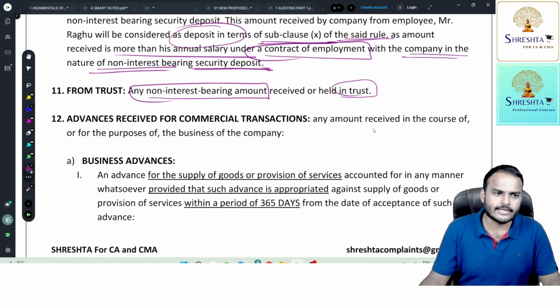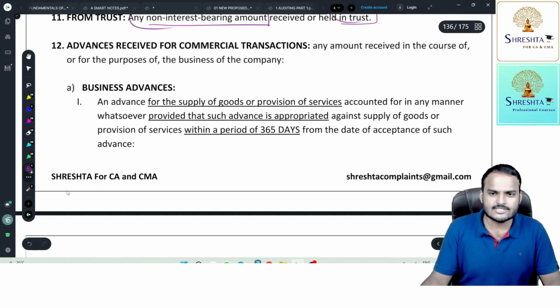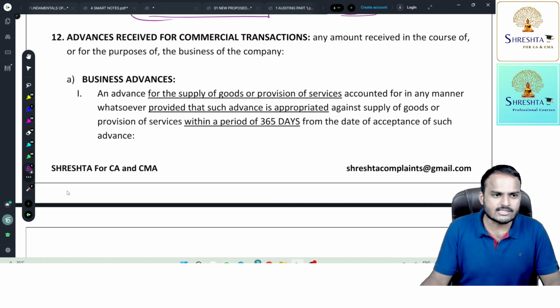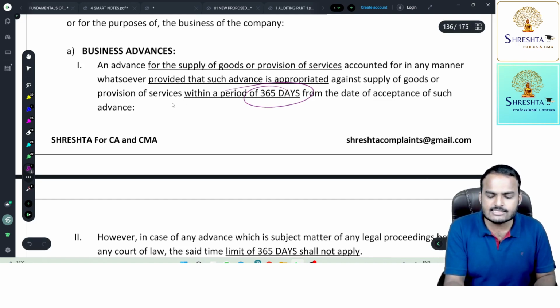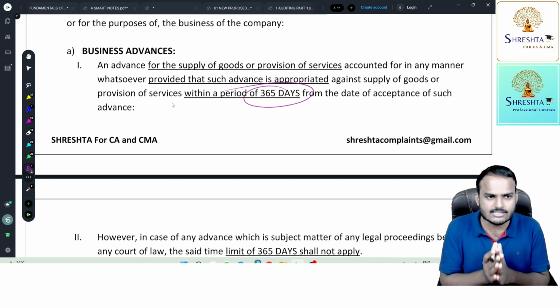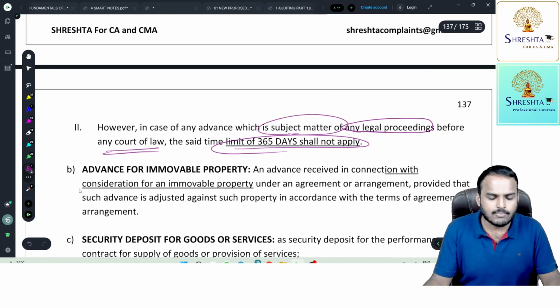Understood? Next, 12th point. Advances received for commercial transactions. We'll see the first point in the 12th one. Business advances. An advance for the supply of goods or provision of services accounted for in any manner whatsoever, provided that such advance is appropriated against the supply of goods or provision of services within a period of 365 days from the date of acceptance of such advance. However, in case of an advance which is the subject matter of any legal proceedings before any court of law, the said limit of 365 days shall not apply.